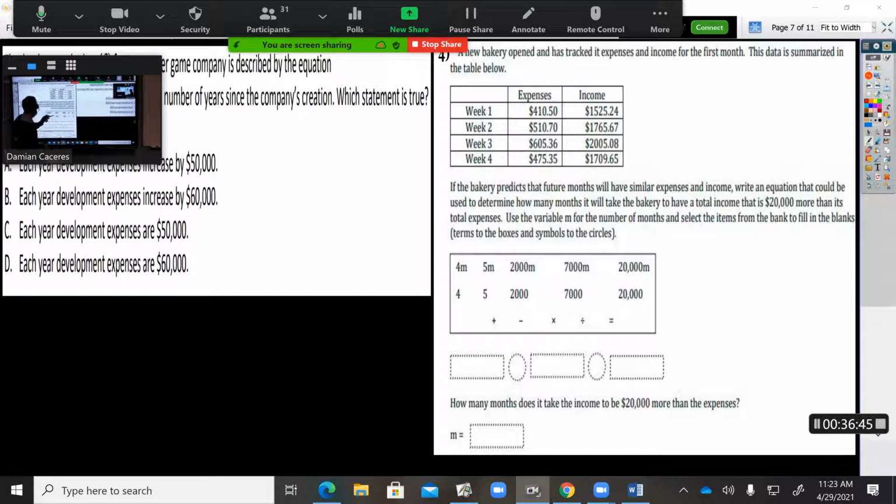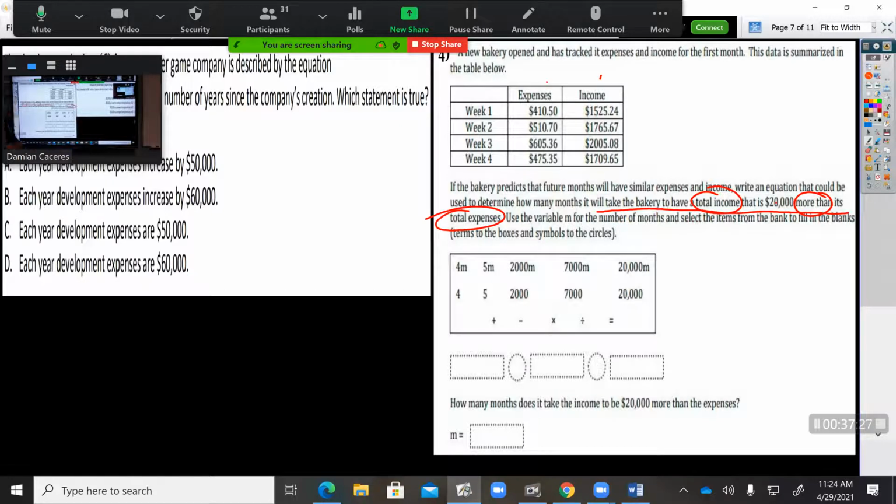So here, because it says, let's read the whole thing just in case. A new bakery opened and has tracked its expenses and income for the first month. So expenses on one column, income on the other. This data is summarized by the table. If the bakery predicts that future months will have similar expenses and income, write an equation that could be used to determine how many months it will take for the bakery to have a total income that's 20,000 more than its total expenses. That is what's going to give you your equation down here.